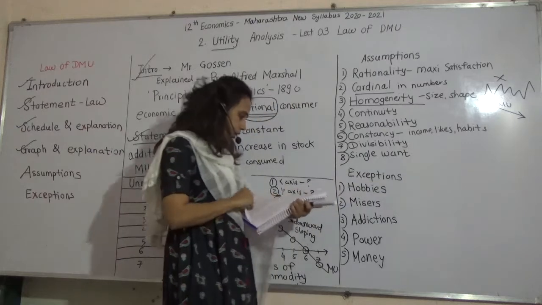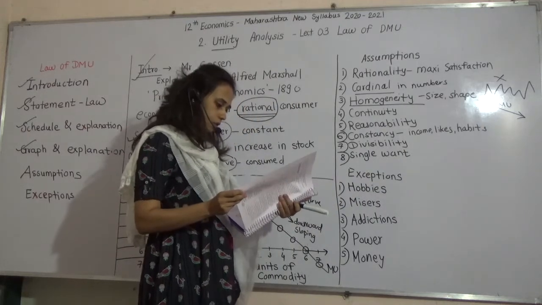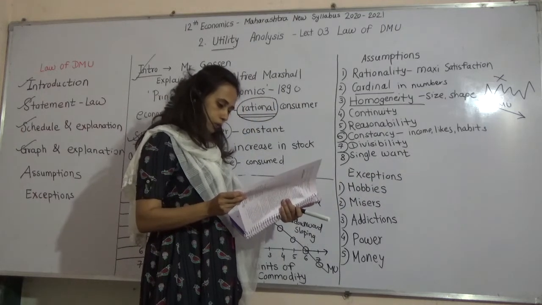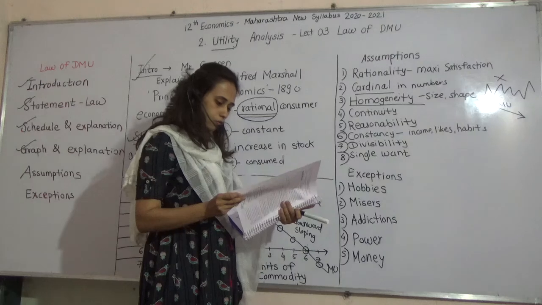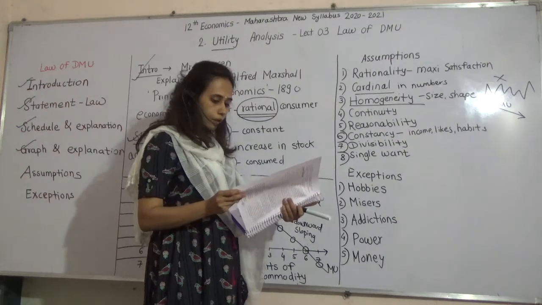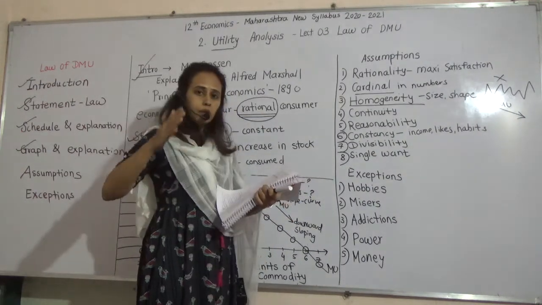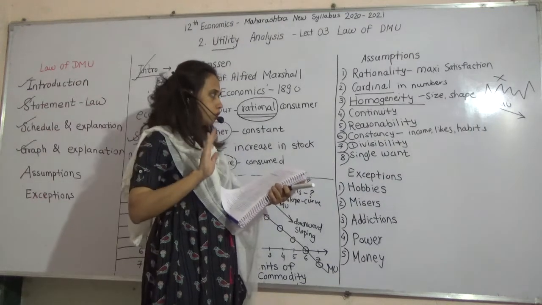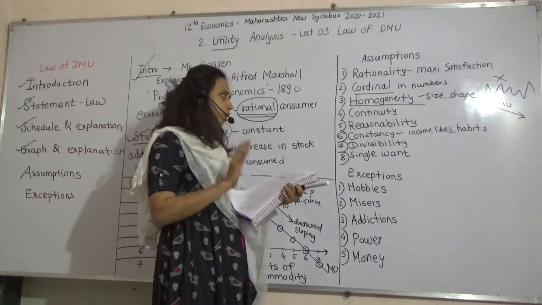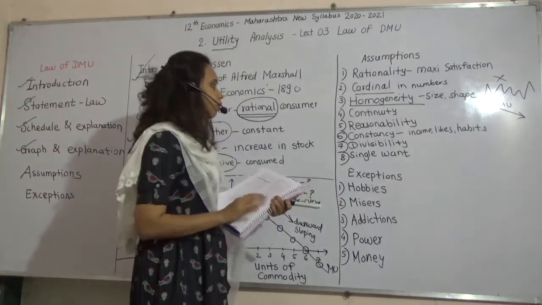Then we have divisibility. Divisibility means what? The law assumes that the commodity consumed by the consumer is divisible, so that it can be acquired in small quantity. There should be a possibility that you can divide the product or commodity.